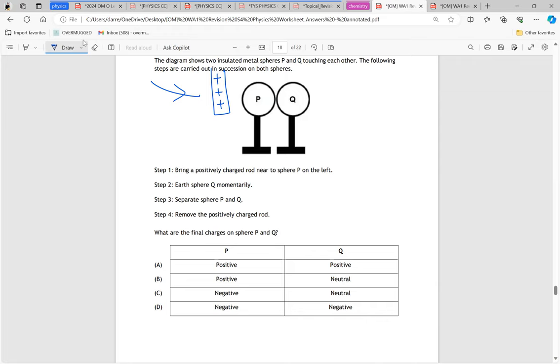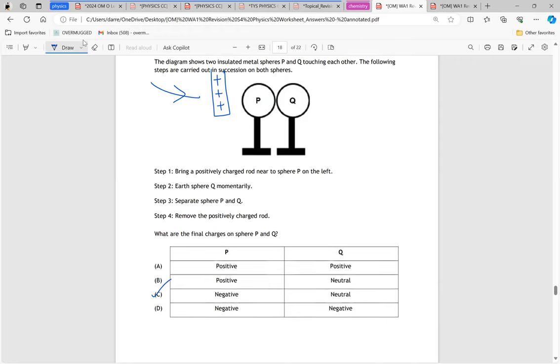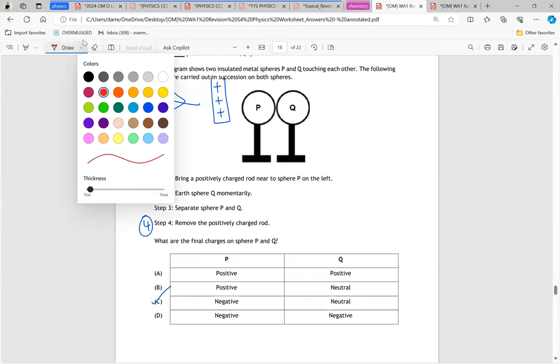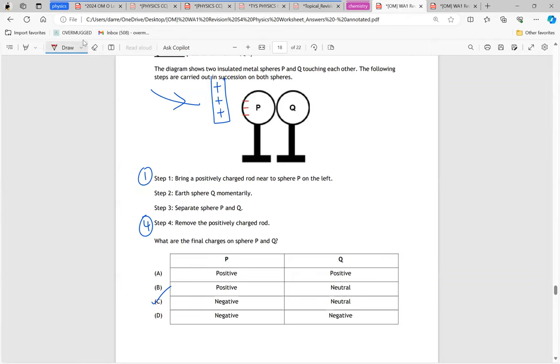Very good. Answer is C. But more importantly, let's run through the thought process. When I bring in my positive rod, first in, last out. Let that be clear. So when I bring in my positive rod, what will happen is that my electrons will be attracted. Unlike charges attract, they'll move to the left side, leaving behind the positive charges on the right. Think of P and Q as they are in contact as one giant sphere.